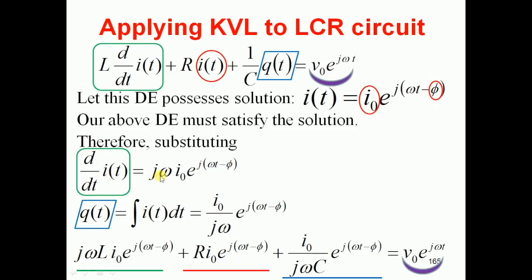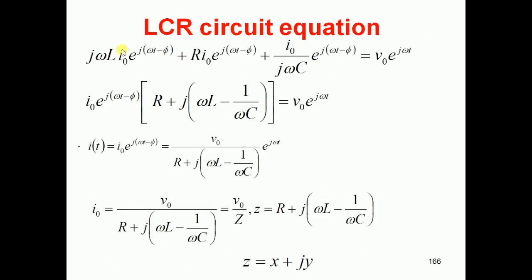To do so, we need to differentiate I of t with respect to time. So j omega times I0 e to the power j omega t minus phi will be the time derivative, and to find the instantaneous charge in the circuit, we need to integrate this equation, and by the operation of integration, we have j omega in the denominator, and we can substitute all these values and we get this final equation. So here the colorful underline indicates respective substitution, and by substituting that you can rearrange the equation.